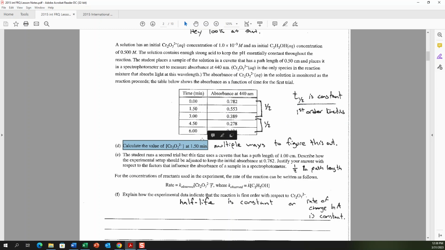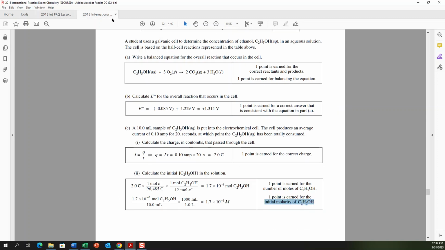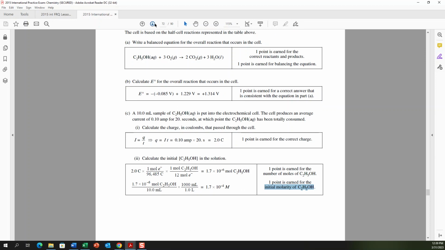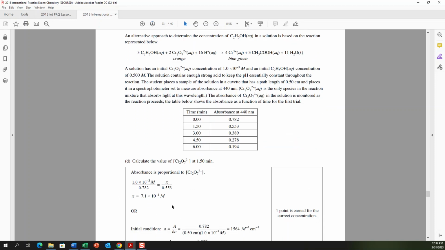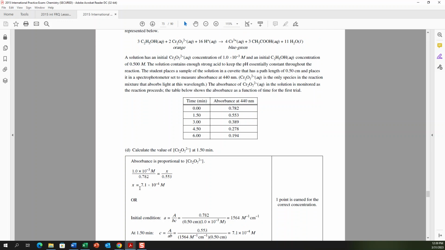Okay. There's a few ways you could do this one. You could use Beer's law, but if you're going to use Beer's law, you're going to have to find molar absorptivity, or you could just make a proportion because absorbance and concentration are proportional to each other. Because you were given the initial molarity of the dichromate up here, you could say, this molarity divided by this absorbance equals X molarity divided by this absorbance, because we want to know the concentration at 1.5. So a couple ways you could go about it. Let's see what they did. Yeah, so notice the first one, they made a proportion. So they figured out the molarity was 7.1 times 10 to the negative 4.